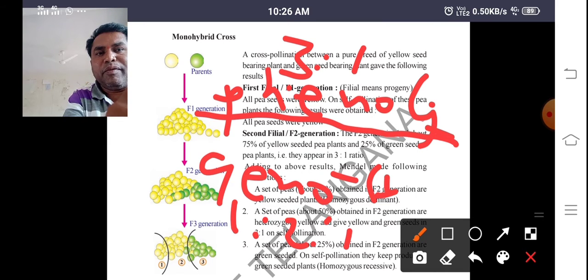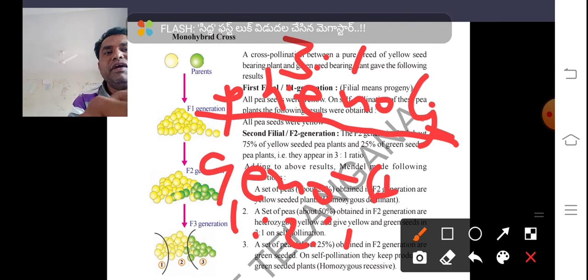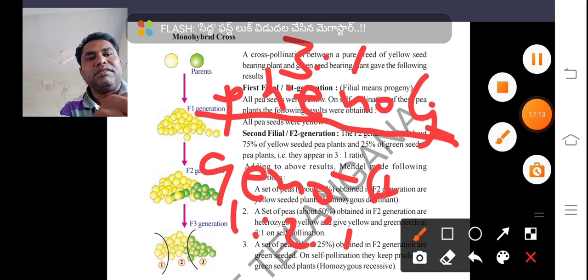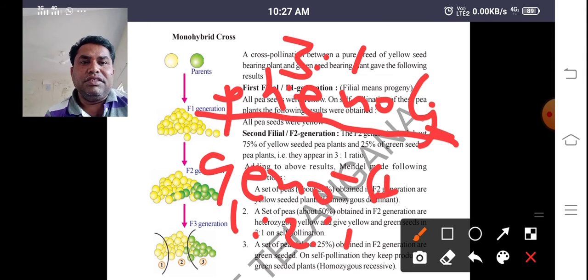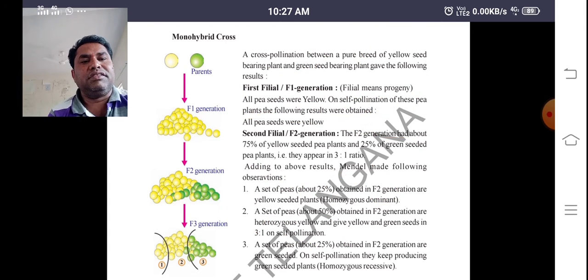In phenotype, 75% are yellow, 25% green, whereas in genotype 25% are pure yellow, meaning they have capital Y capital Y, 50% have yellow color only but have the genes capital Y and small y. The remaining 25% are purely green seeded plants. Monohybrid cross phenotype ratio is 3:1, genotype ratio is 1:2:1. You have to keep this in your mind.